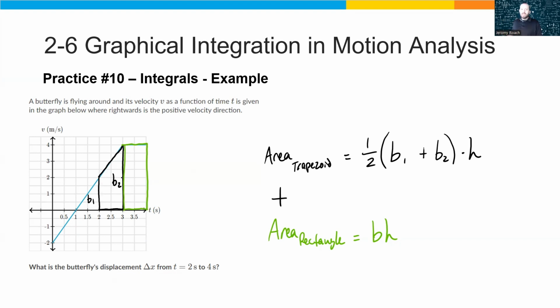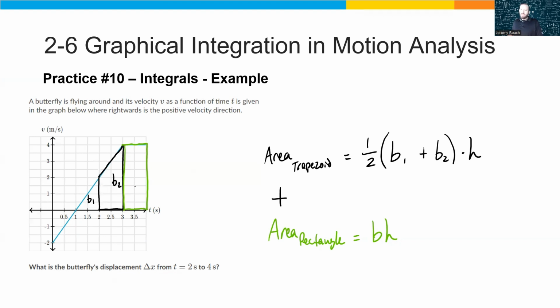If you turn it over, this becomes the height of the trapezoid. So we do 1/2 base 1 plus base 2 times the height to get the area of this trapezoid in black. And then area of rectangle, simple enough. That's just base times height. So we're going to add those two together to find the integral.